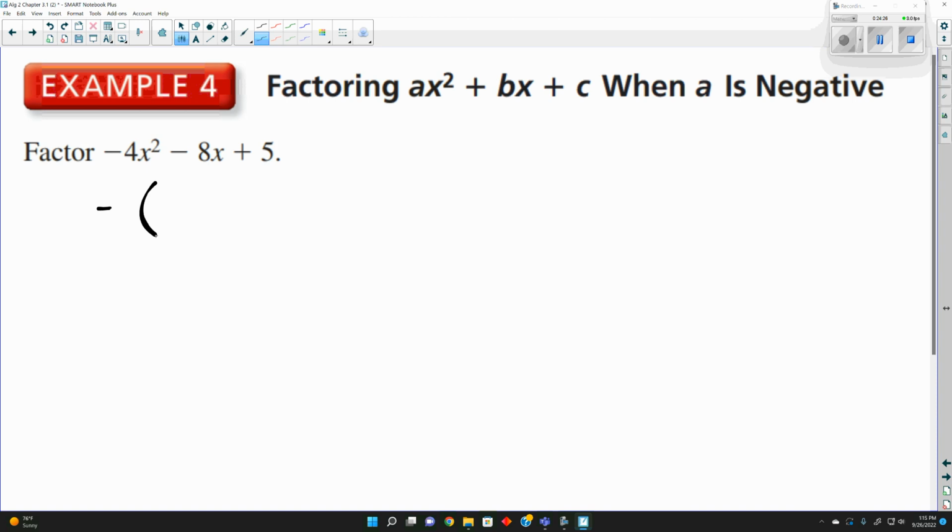Because if we factor a negative out of negative 4x squared, we're left with 4x squared. It goes from negative to positive. If we factor a negative out of negative 8x, it becomes plus 8x. And if we factor a negative out of positive 5, we have negative 5. Factoring that negative out makes these a lot easier to work with.